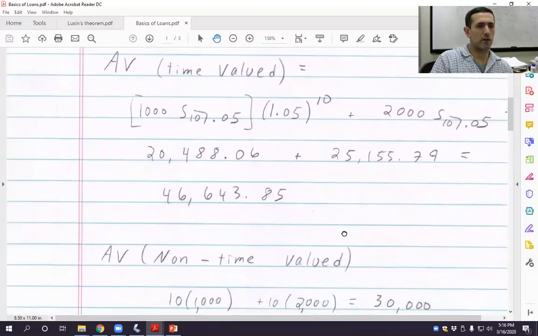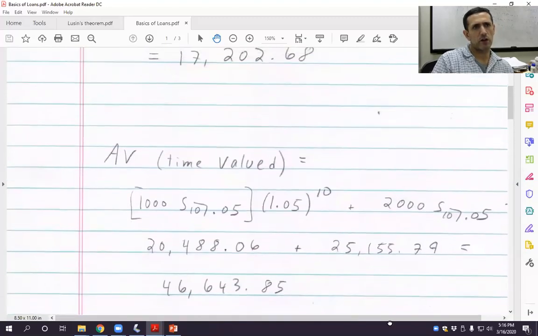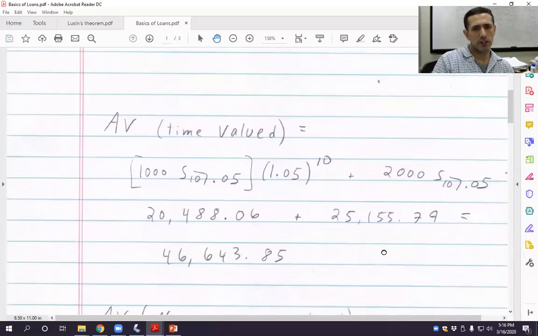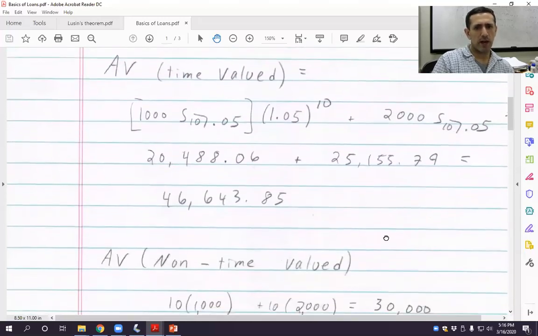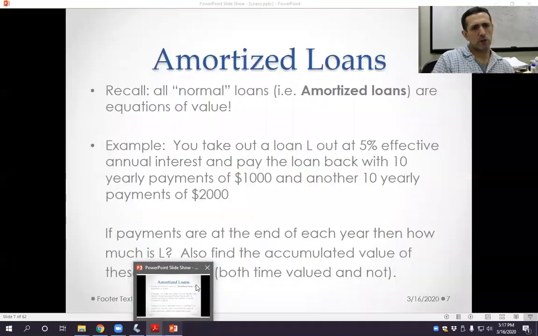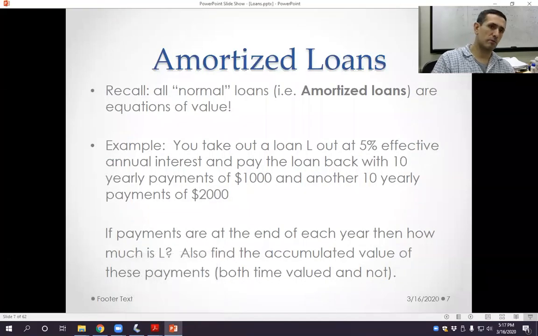Well, there's not a whole lot to that. You have 10 payments of 1,000, 10 payments of 2,000, so that's 30,000. So due to interest, you take out roughly a $17,000 loan, 17,202.68, and you have to pay back 30,000 of it, non-time valued. So if there are any questions on that problem, do let me know.